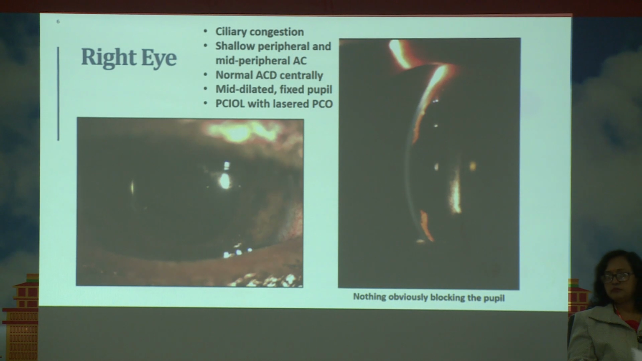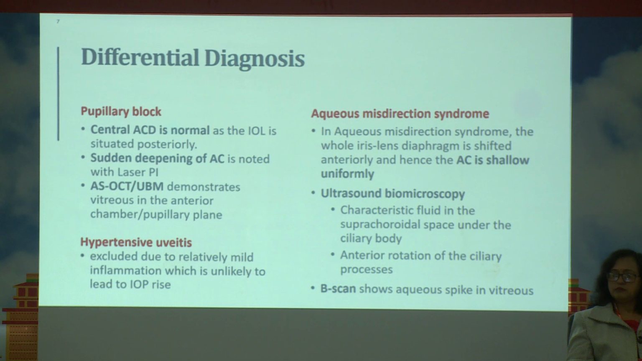So all these findings, along with nothing obviously seen to be blocking the pupil, brought us to consider these differential diagnoses. So why is it a pupillary block? Because in pupillary block, the central anterior chamber depth is normal as the IOL is situated posteriorly. It's not aqueous misdirection syndrome, because in that case the whole iris-lens diaphragm would have moved forward and the AC should have been uniformly shallow.